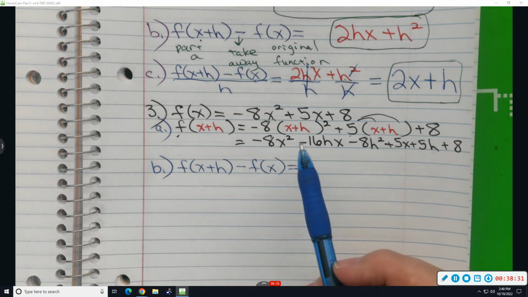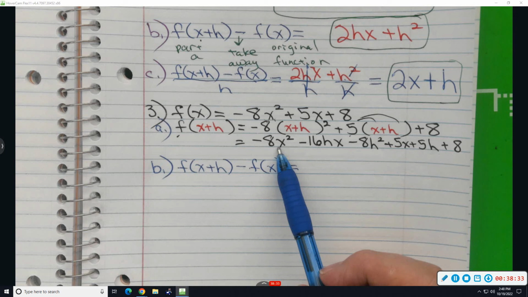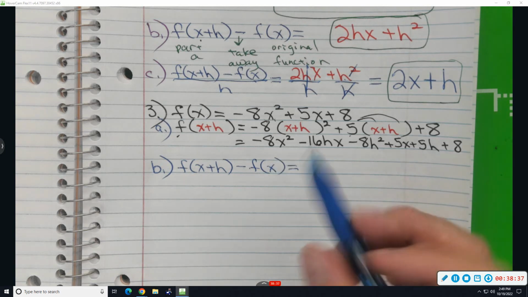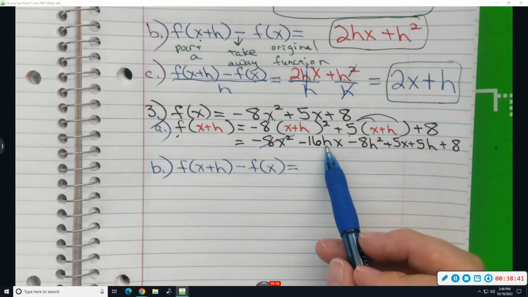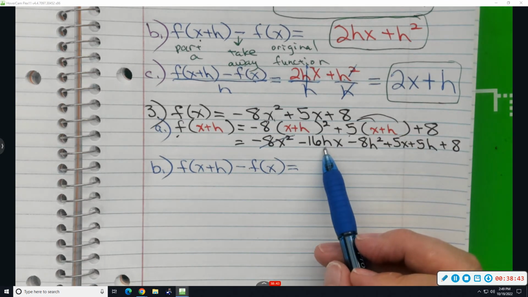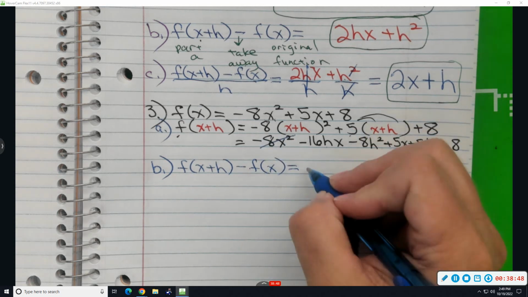Okay, well, I'll start here. Is this term going to drop off, or is it going to stay in the answer? It's going to drop off. It's from the original function. It's gone. What about this term? Is it going to drop off, or is it going to stay? It's going to stay because it's not in the original function.